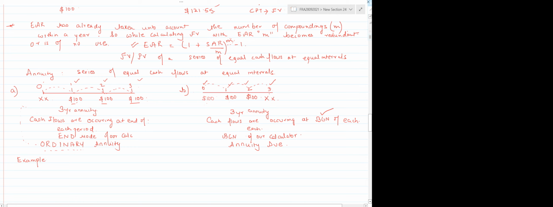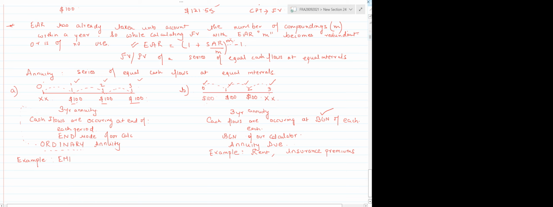Guys, can you give me examples of ordinary annuity, please? Which cash flows occur at the end of each period? Rental income, or pay in advance? No, don't consider the advance. The rent you have to pay in advance, so rent is your annuity due. You have to pay in advance, right? Mortgage EMIs. And also your insurance premium we pay in advance. So these are examples of annuity due.